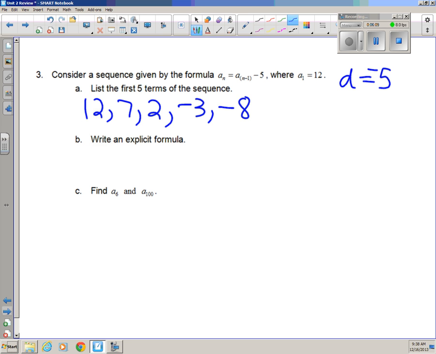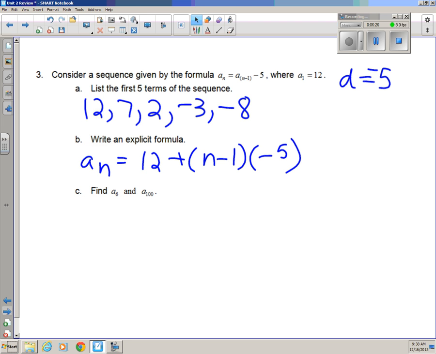If we want to actually write the explicit formula, we can write this in two ways. We can basically piggyback off what they gave you in the recursive formula, and you could say, all right, for any number a sub n, I start with my first value, which is 12, and I want one less of those common differences. And remember, you need the parentheses because you're multiplying by negative 5. You're not subtracting it.